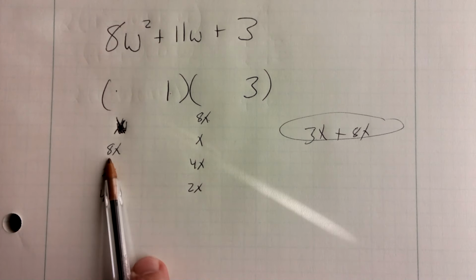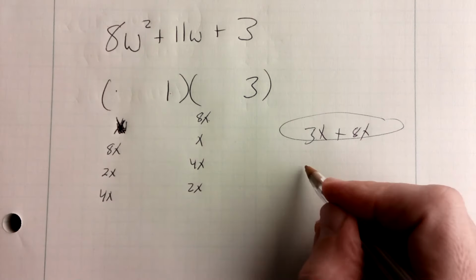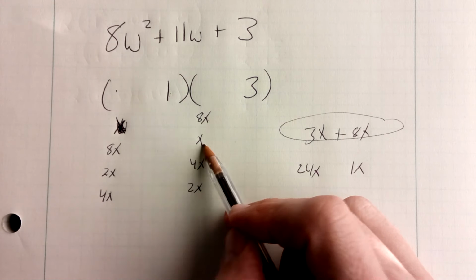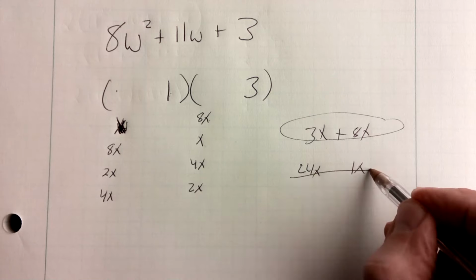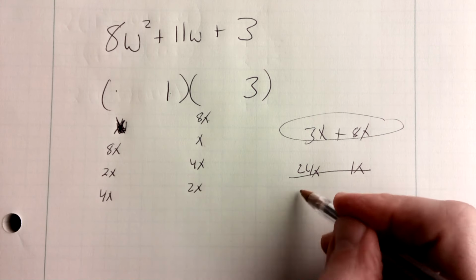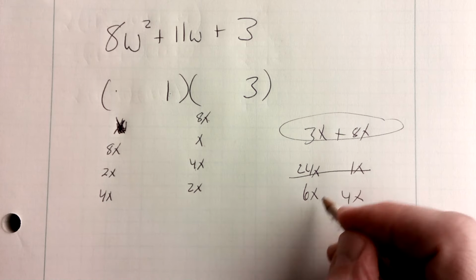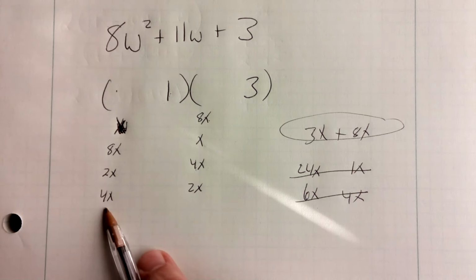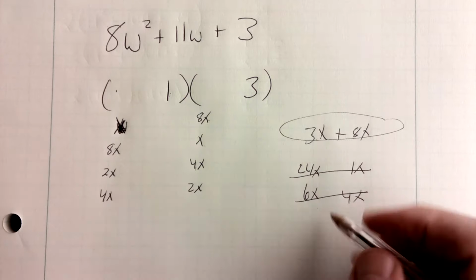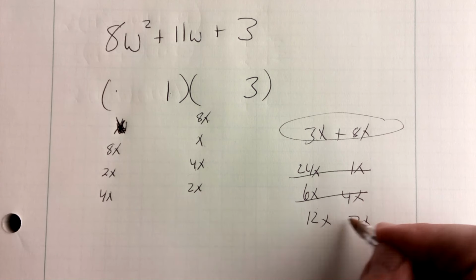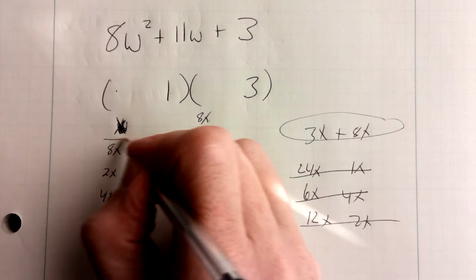If I did 8x times 3x, that's 24x. And 1x, that's the 1 times the x, that's 25x. That didn't work. 2x times 3 is 6x. 1 times 4 is 4x. Add those two together, that gives me 10x. That didn't work. 4x times 3 is 12x. And then 1x times 2x is 2x. Again, add those, that's 14x. That didn't work. I just happened to get the right one right off the bat.